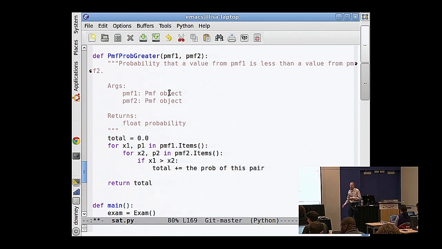As always, feel free to ignore me, but I filled in part of a solution here. Each time I pick an x1 and an x2, I can check if x1 exceeds x2, and then I want to increment the total by what was the probability of getting that particular pair. So that's the last thing that you need to figure out.